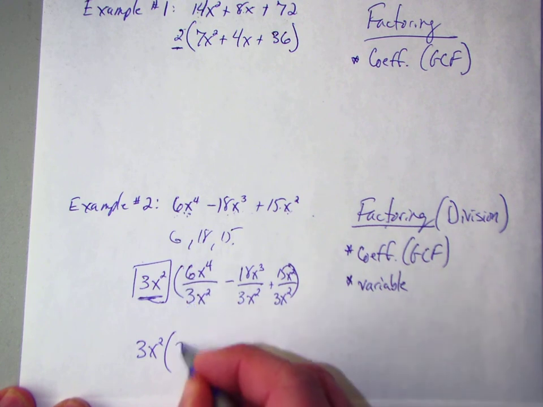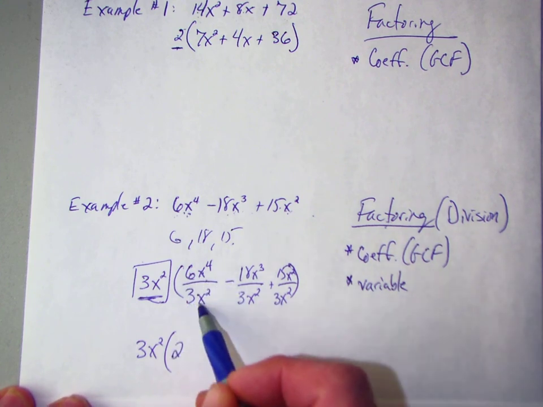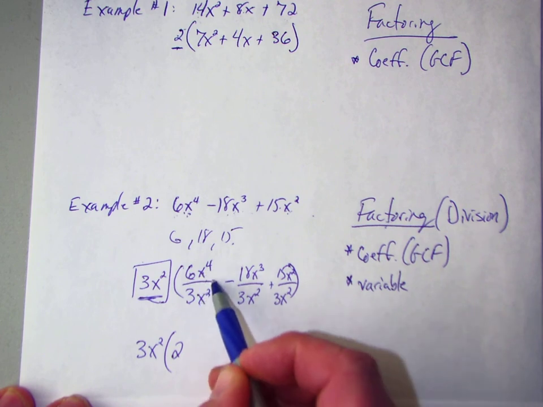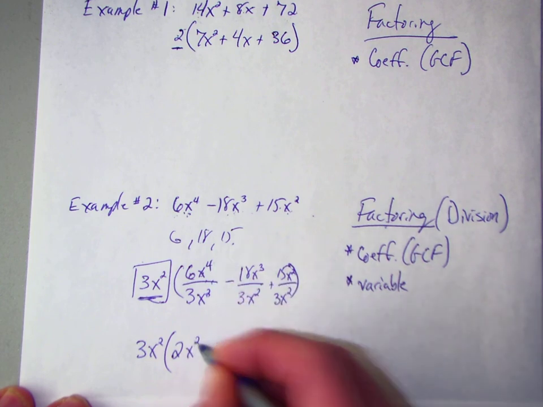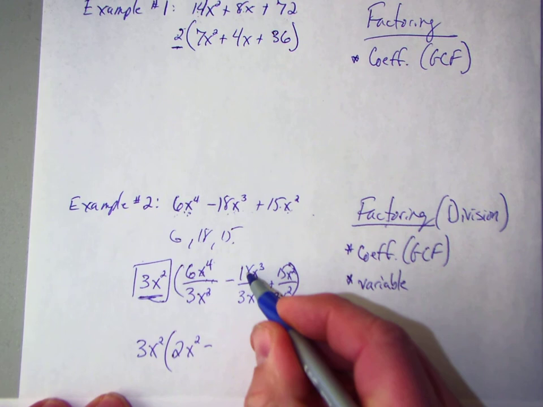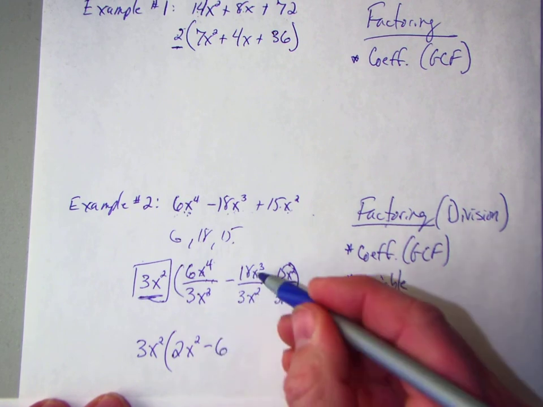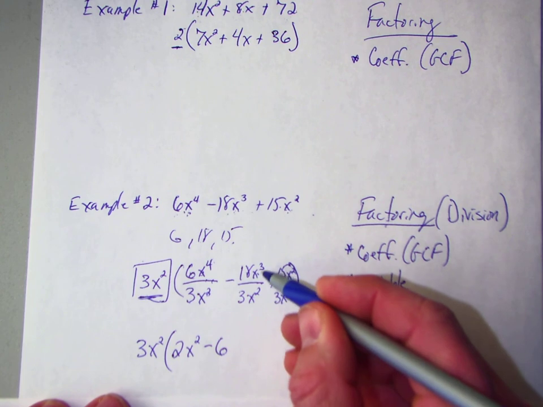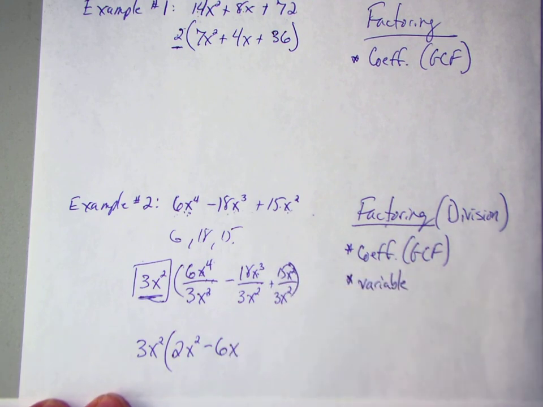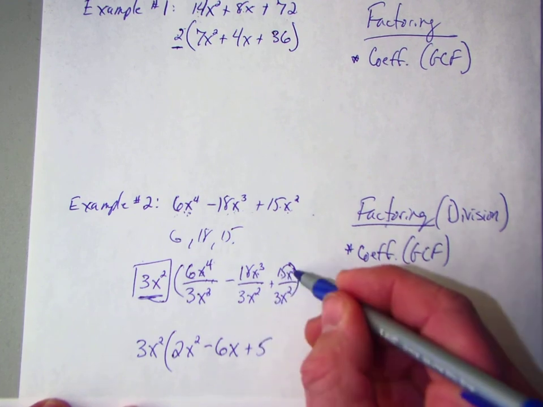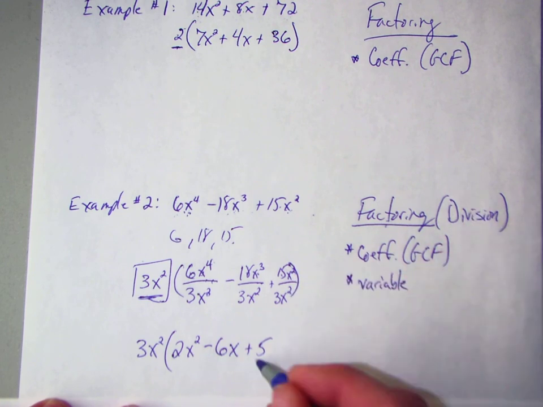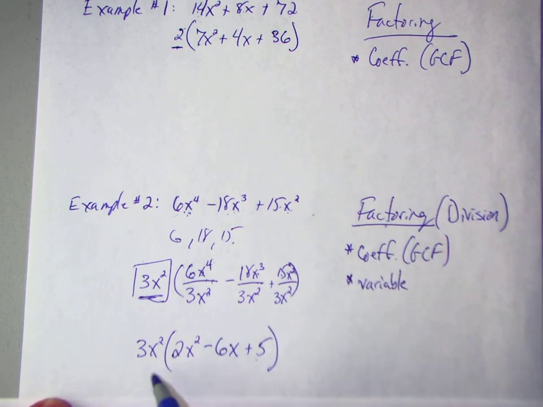So 6 divided by 3 is 2. X to the 4th divided by x squared. Well, the bases are the same. I'm dividing, so that means I subtract the exponents. So that's x to the 4th minus 2, so it'll be x squared. Minus 18 divided by 3 is 6. X cubed divided by x squared, so 3 minus 2 is 1, so it'll be just x. And then 15 divided by 3 is 5. And 2 minus 2 is 0, so therefore we're just left with a 5. Here, we just factor out the monomial. So that is part 1 of factoring and solving polynomial equations.